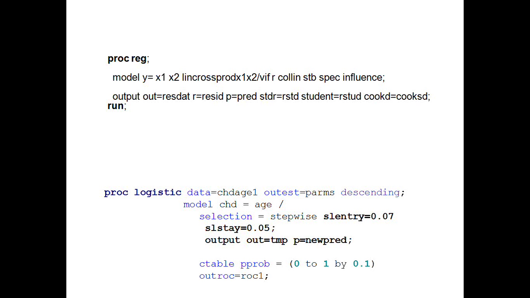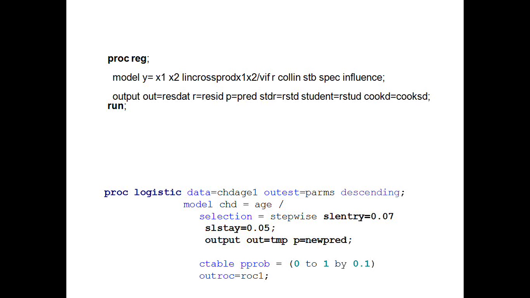All these three selections are on the basis of F test values. You can also provide your entry and stay, SLENTRY and SLSTAY significance levels, say 0.07 or 0.05. You can vary it and put anything, depending on your experience and the model or suggestion. You can store your output as a temp dataset, and store your predicted values as a new predicted dataset.